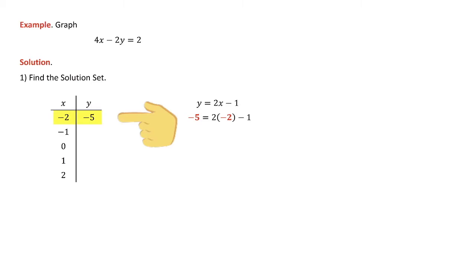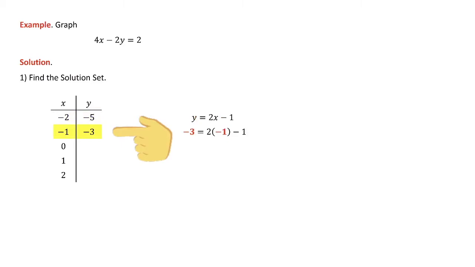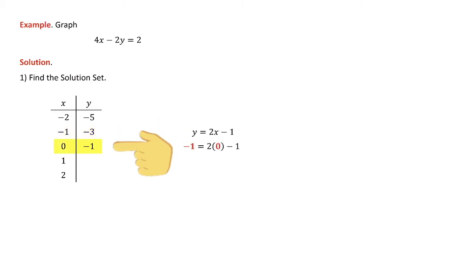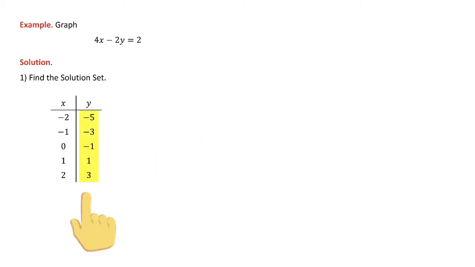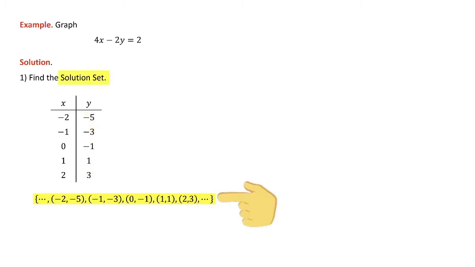So if we plug in minus 2 for the x value, we get the y value, minus 5. If we plug in minus 1 for the x value, we get minus 3 for the y value. If we plug in 0 for the x value, I'm just substituting back into our equation, I get minus 1, and so forth. And so what I have here really is, well, not the actual solution set. I just have 5 points in that solution set.